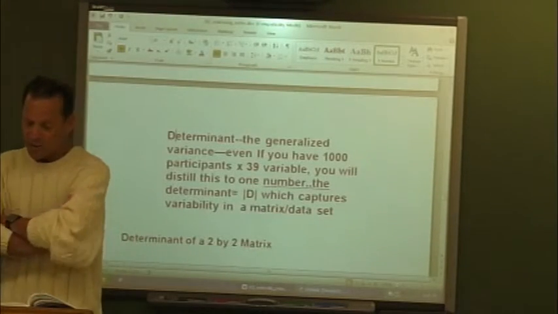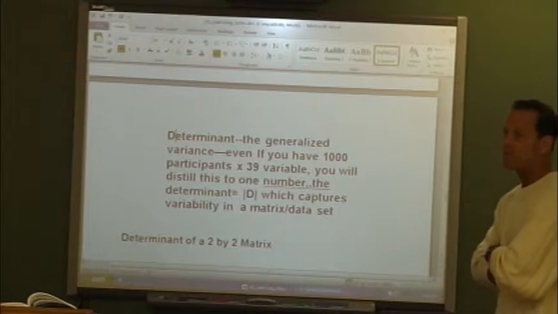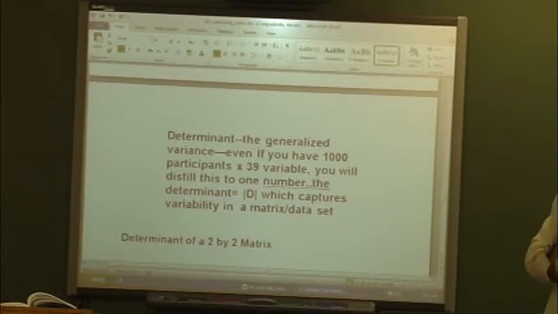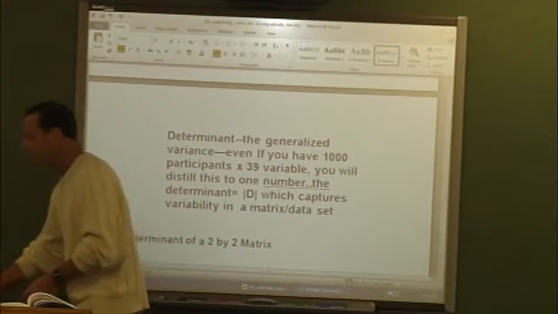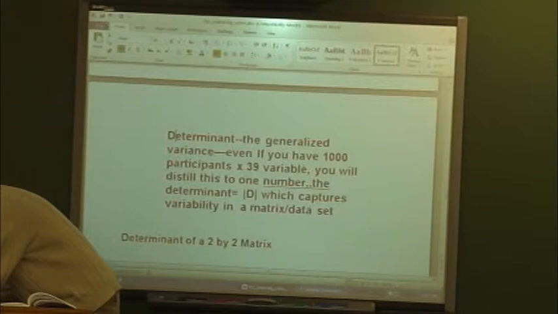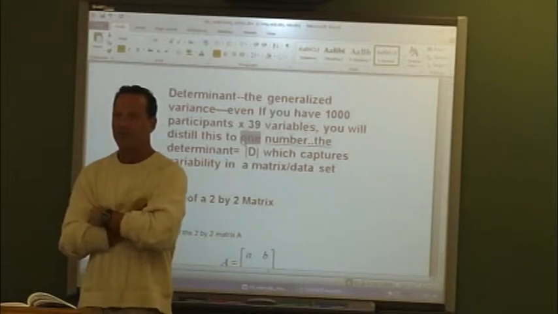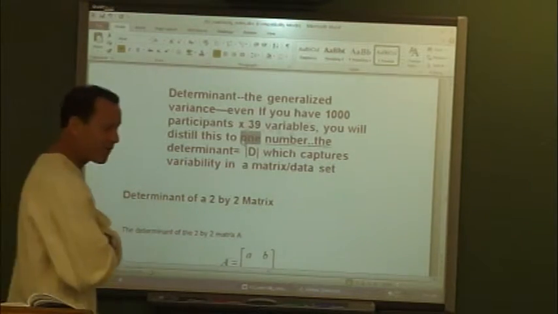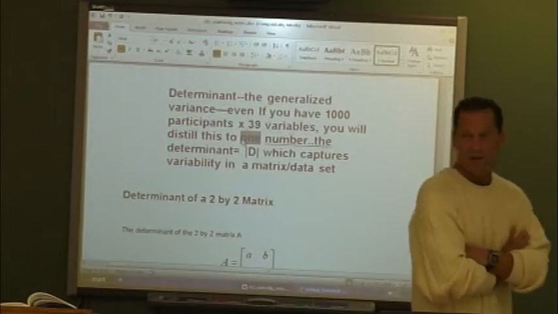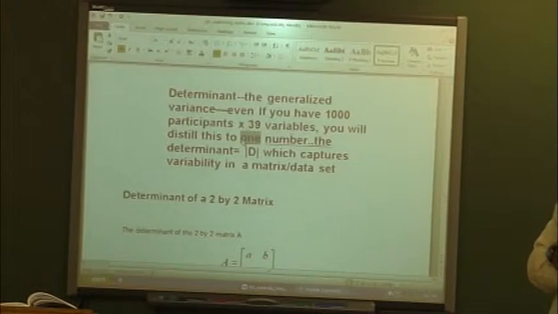The determinant is a key number, and I mean one number, used in many multivariate stats. It's a generalized variance, which means even if you have 1,000 participants by 39 variables, you will distill this to one number. When you learn about MANOVA with 3 groups and 4 DVs, you're going to cut down to one number to capture that entire matrix. And it's called a determinant.